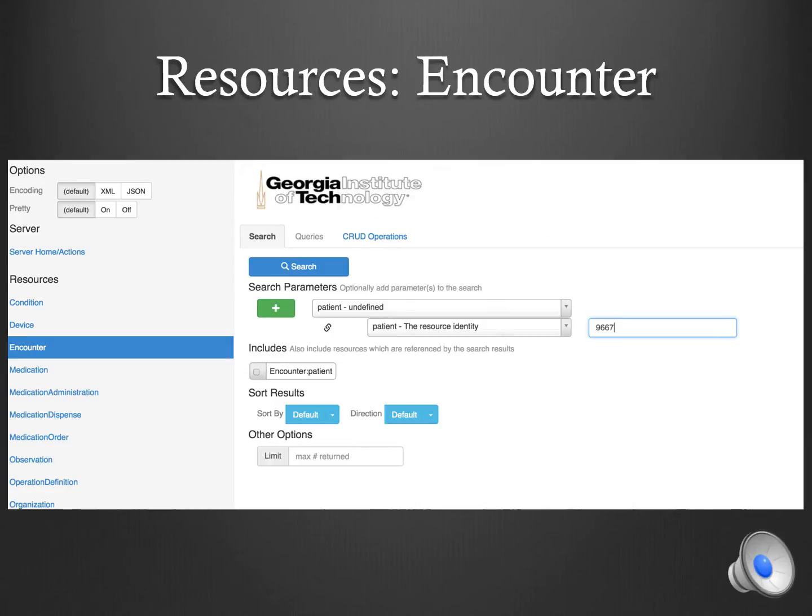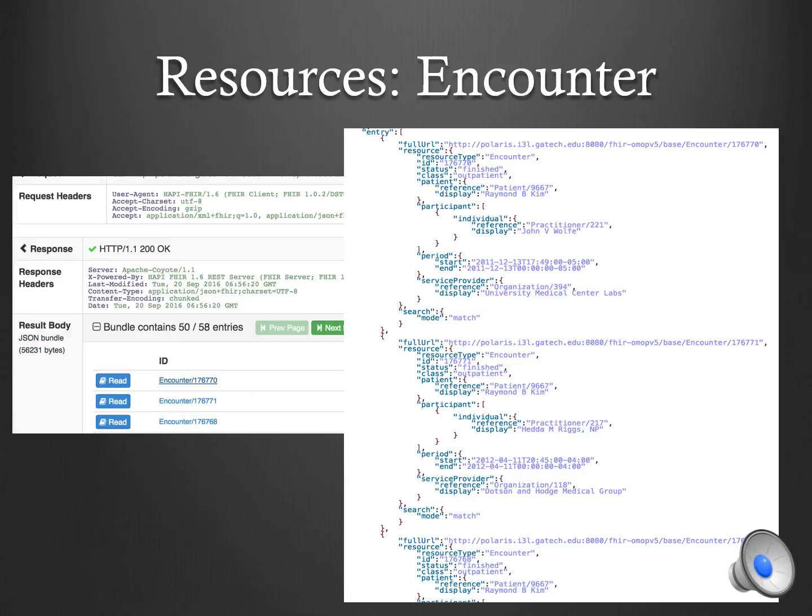This time I'm going to try to grab some information about the visits of this patient Raymond Kim. So I first click on Encounter for resource type and choose patient for the first parameter and enter 9667 as patient ID and hit search. In the result, I was able to find a total of 58 entries about the patient's visits, which means Raymond visited medical service 58 times in the past.